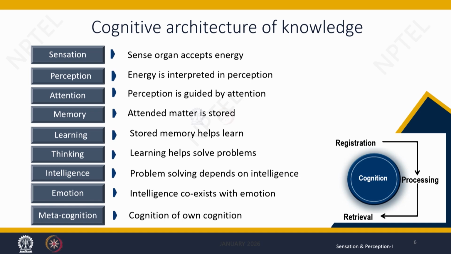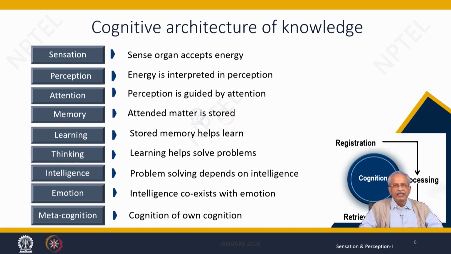Therefore, when the stored memory is there in our system, it helps us learn. But learning also depends on our ability to think and solve problems. So, thinking and problem solving is a very important part of our learning, which helps us solve problems. And problem solving also depends upon the speed, that is, it depends on our intelligence, and intelligence coexists with our emotion, because as I said, the context plays a role in human learning, the content plays a role, and the intent plays a role.